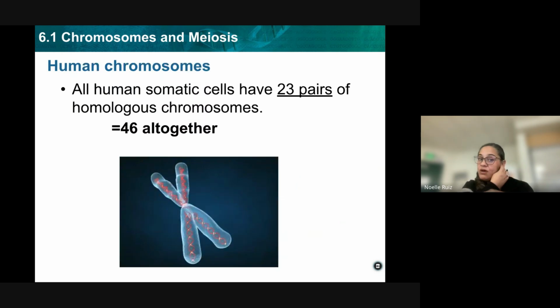Human chromosomes, all somatic cells. So all of your body cells have 23 pairs of homologous chromosomes. Pairs means two. So we multiply 23 times 2 for a total of 46 altogether.